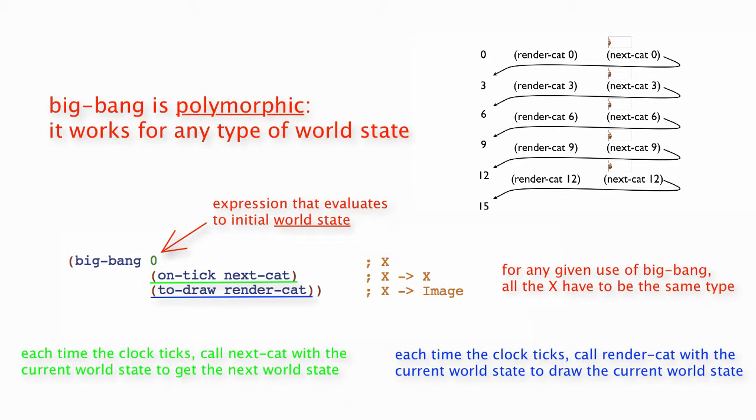But the basic thing to understand is this picture up here in the upper right, that's what Big Bang is doing. It's starting with an initial world state, and then it's coordinating calling functions like renderCat and nextCat to produce the combined behavior of the interactive program that we want to have. We'll also see starting in the next video that there's more options. So for example, Big Bang has an option called onKey. And you can imagine that the way that works is onKey wants a function that it will call when a key is pressed on the keyboard. And that function should process the key properly and produce the next world state.